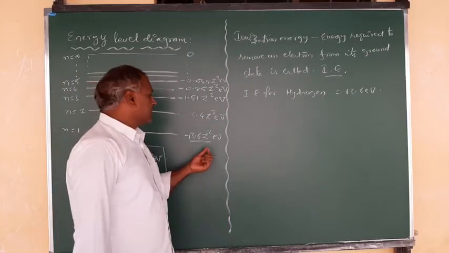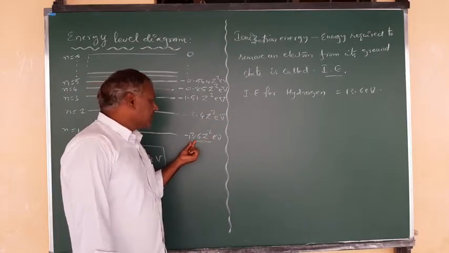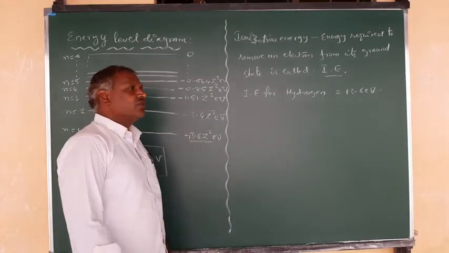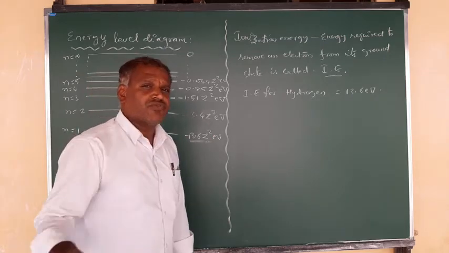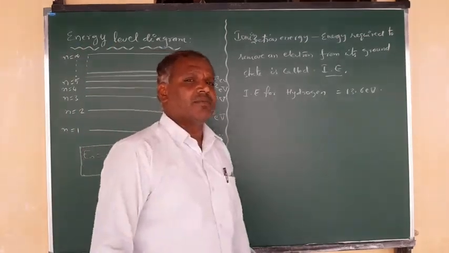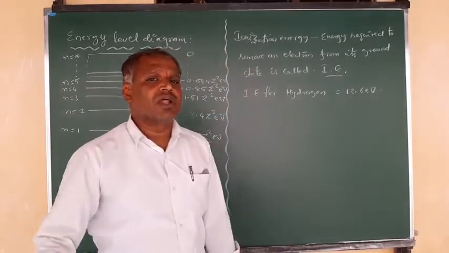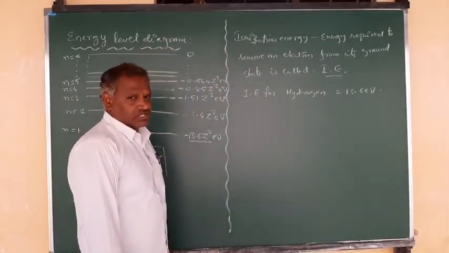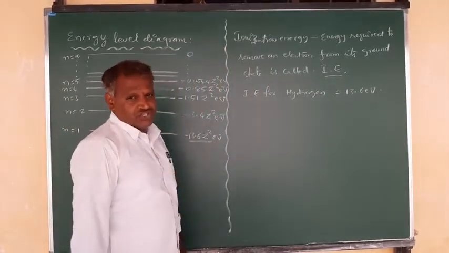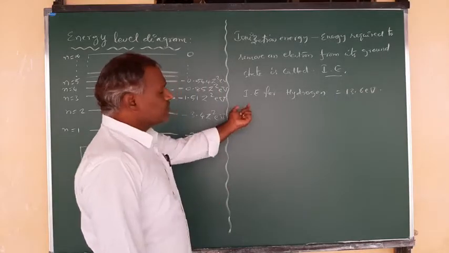Here 2 means you can make it 2 square, 4. So make it 13.6 into 4. So you calculate that much amount of energy. If it is given to the helium atom, then the electron can come out of that atom from its ground state. That is the ionization energy, right? So like this you can calculate it.